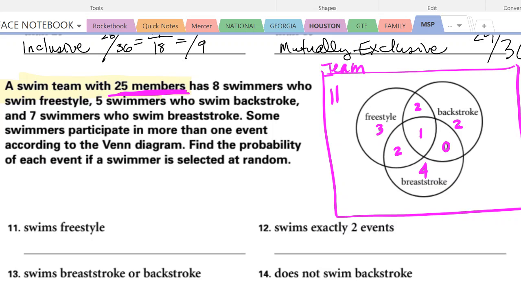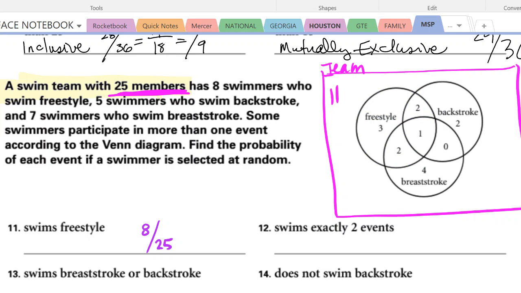Okay, so here's what it's asking about this group. It wants to know what is the probability if you just picked one person from the team. What's the probability that they swim freestyle? Well, remember, 3, 4, 5, 6, 7, 8. So that would be 8 out of 25.